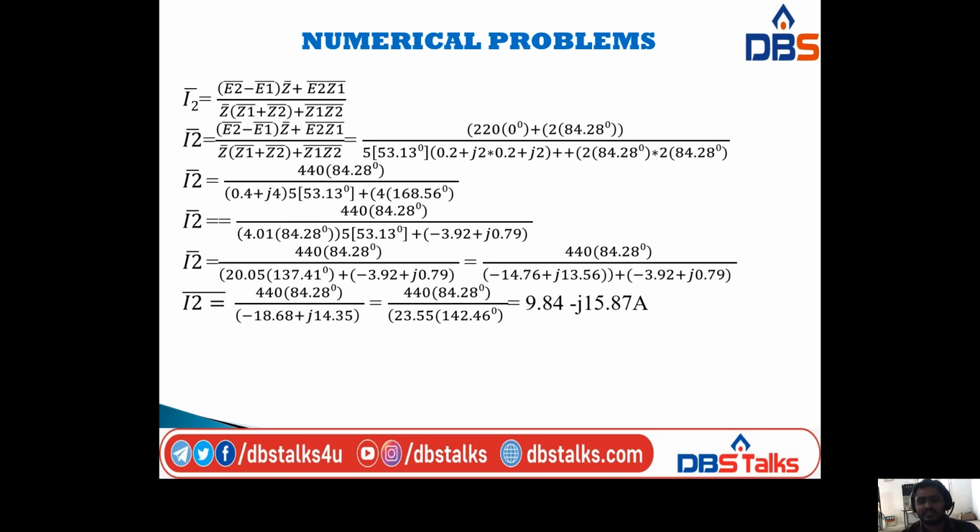So substitute E1, E2, Z2 and Z1, Z2 values here. Here E2 minus E1 into Z bar, it is 0.